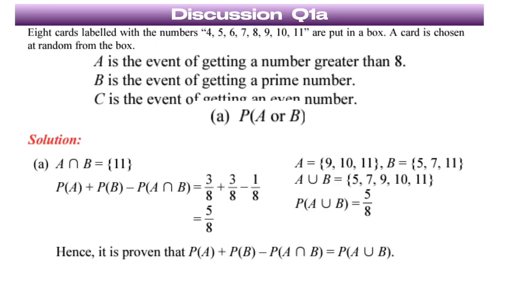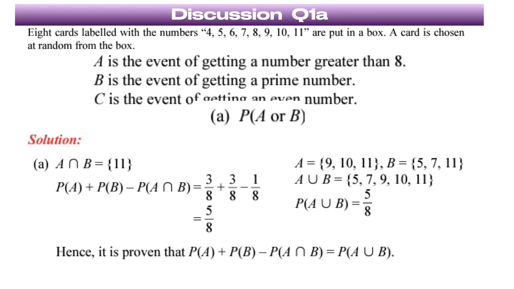Let's see another example. 8 cards labeled with the numbers 4, 5, 6, 7, 8, 9, 10, 11 are put in a box. A card is chosen at random from the box. A is the event of getting a number greater than 8. B is the event of getting a prime number. C is the event of getting an even number.